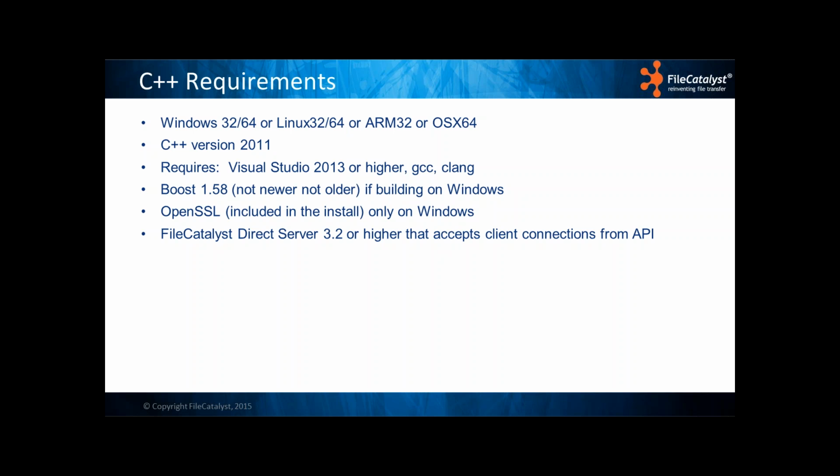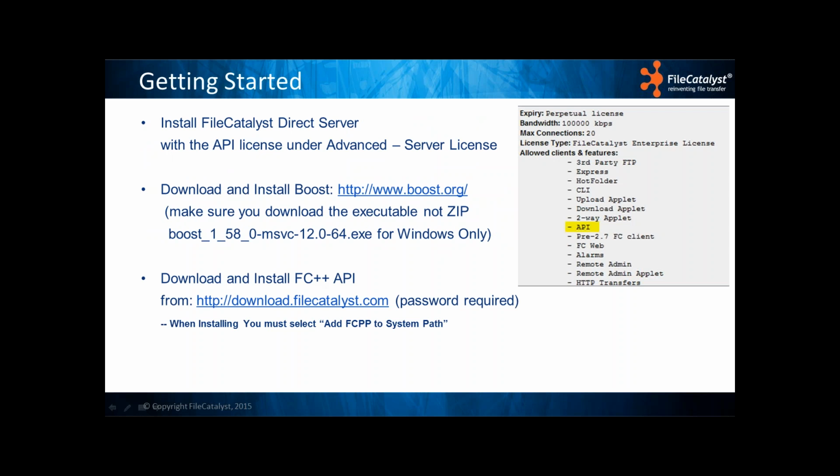OpenSSL is something we package with our C++ API, and again on Windows this is included. On Mac and Linux this is not a problem. It should just work for you out of the box. And of course you need a FileCatalyst Direct server with a connection license flag, so that allows you to accept connections from APIs on the server. So before I get started, I'll show you a demo.